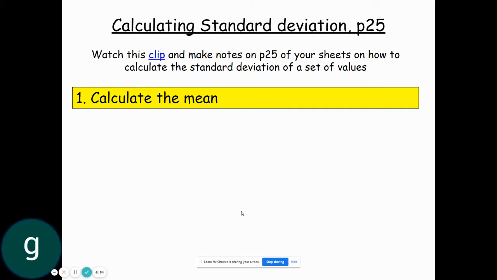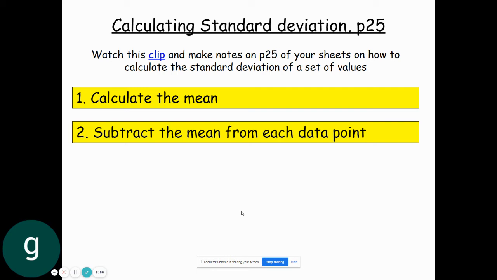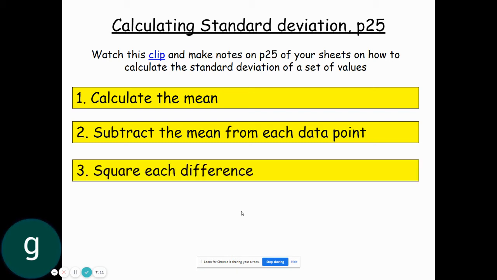You calculate a mean. We've already discussed how to do that. You subtract the mean from each data point. So that means if you've got a number that's higher than the mean, you'll get a positive number, and if you've got a number that's lower than the mean, you'll get a negative number. You then square the differences, which means that your positive numbers stay positive but are squared, and your negative numbers become positive and are squared.